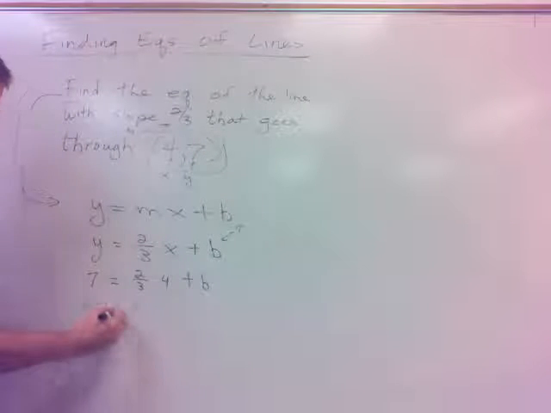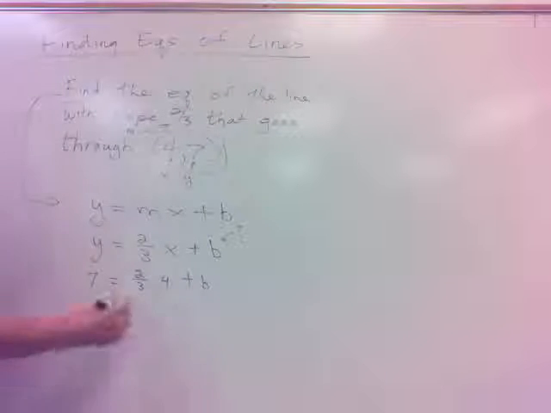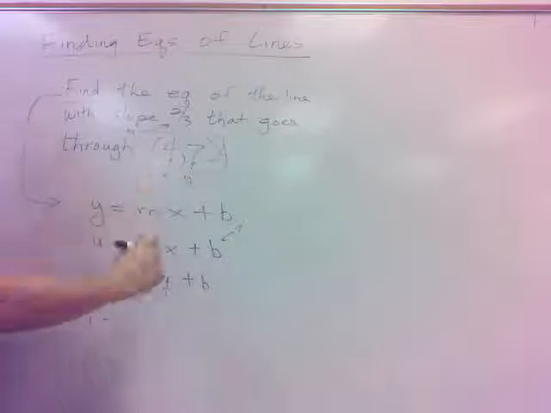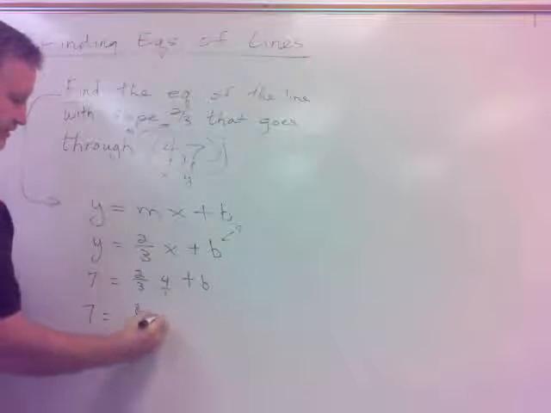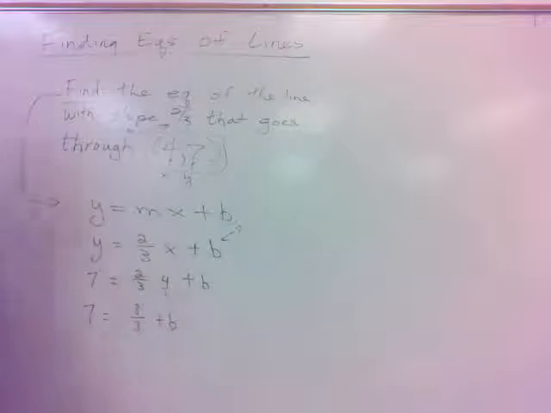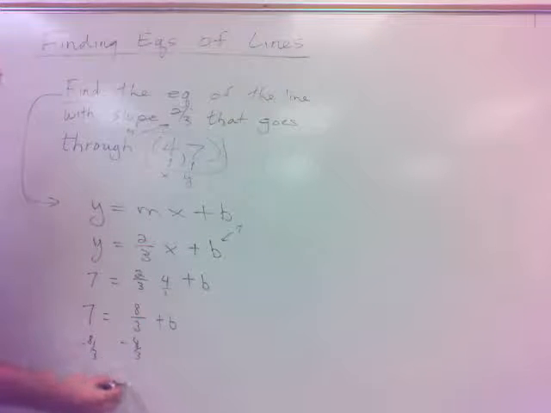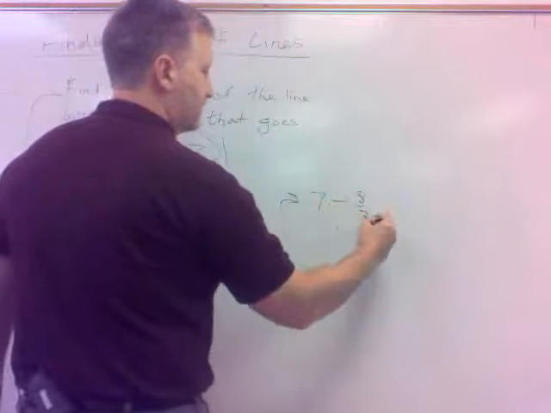First of all, I'm multiplying fractions there. 2/3 times 4. Well, that's 4/1. And multiplying fractions, you multiply across, don't you? So you've got 2 times 4 is 8, 3 times 1 is 3. So that's 8/3. And so to solve for b, all I have to do is subtract the 8/3, right? And so I'm going to have 7 minus 8/3 equals b.